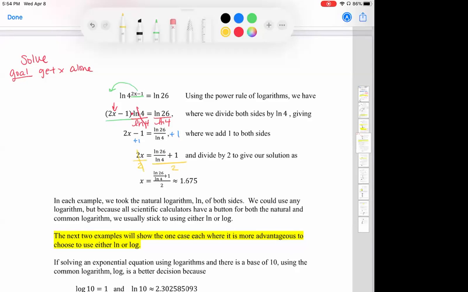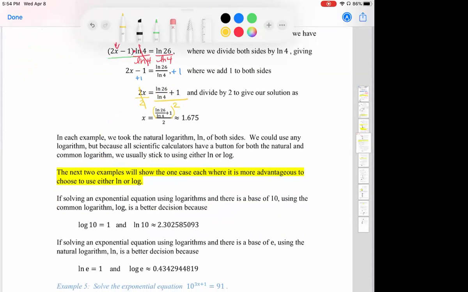Again, we're forced to use a calculator. Remember to do our numerator first. And lastly, press the division button, divided by 2.